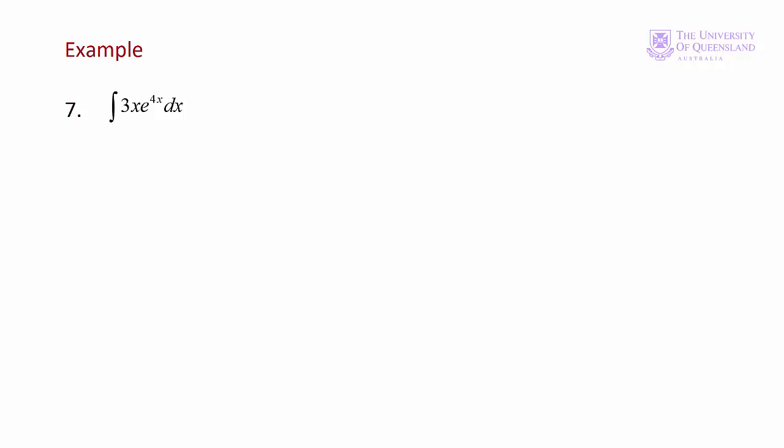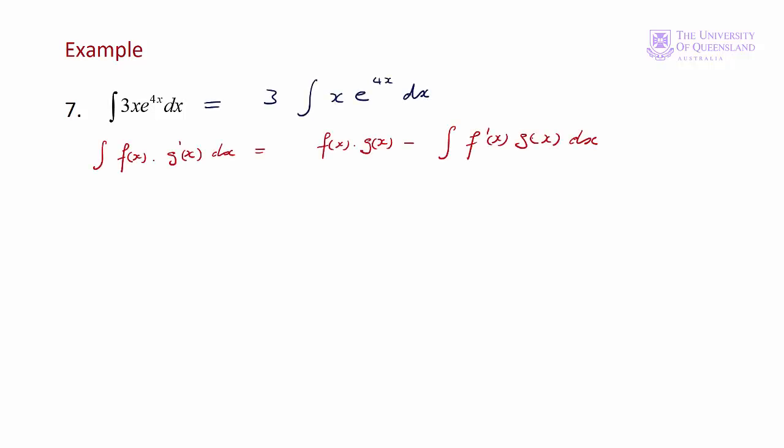In example 7, we have an indefinite integral made up of three terms, 3, x and e to the 4x. To start with, we can simplify that a bit by taking the 3 outside of the integral. In this problem, we apply integration by parts with the following formula. What we do when we apply this formula is, instead of having a fairly complicated integrand here, we're looking for something simpler.